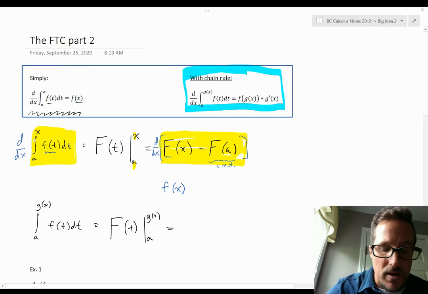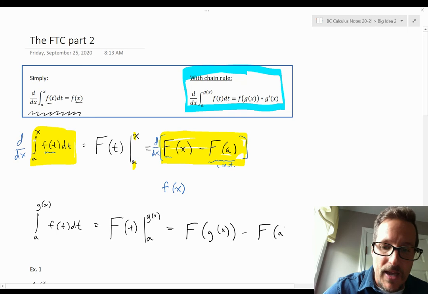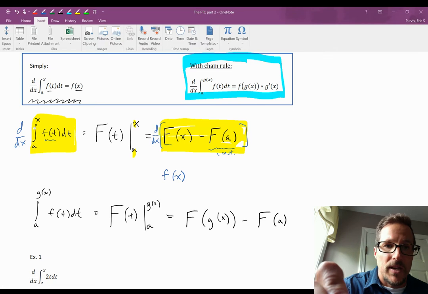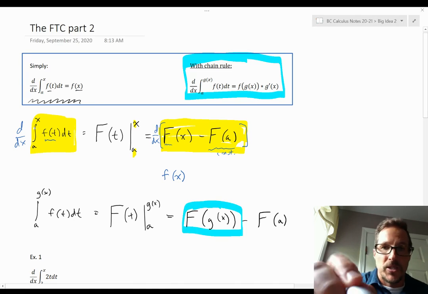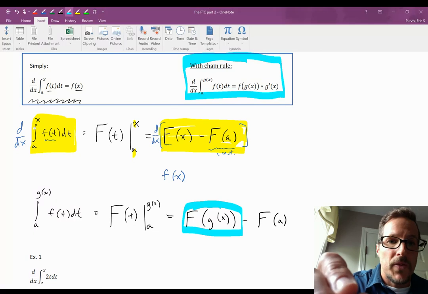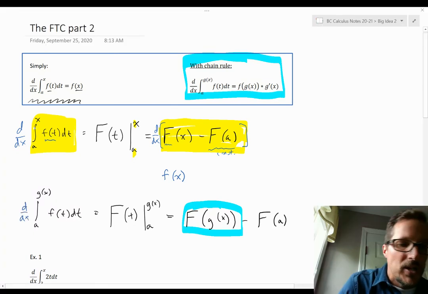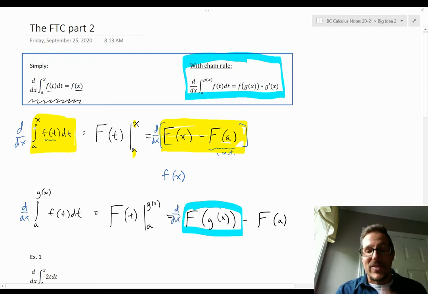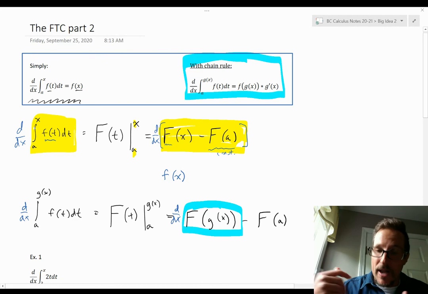So do that with me here. This is going to be the big function, so cap F of g of x minus cap F of a. So cap F of g of x, you might notice, is a composition of functions. Now, remember, fundamental theorem part 2, it's an integral as a function. We're going to be taking the derivative of it. So the derivative of this integral is the same as the derivative of this FTC part 1 applied. The derivative of a composition, we've got to use the chain rule.